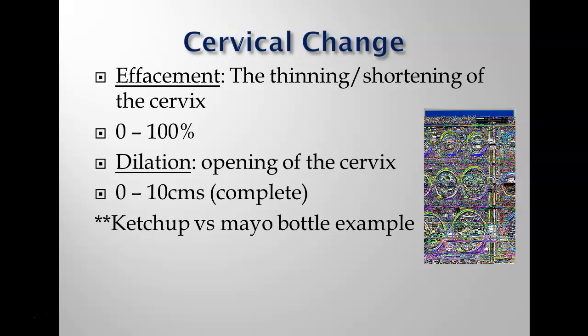The ketchup versus mayo bottle example is just another way to visualize this. Think of a glass ketchup bottle where the neck is long and the opening is a small hole, then think of a mayonnaise bottle where the opening is now a wide mouth but a very short, almost no neck. That's exactly what happens to the cervix. The length of it shortens and the circumference of it widens or dilates. This is a really good YouTube video that I'd like you to watch, which is another visual representation of what occurs during dilatation and effacement.